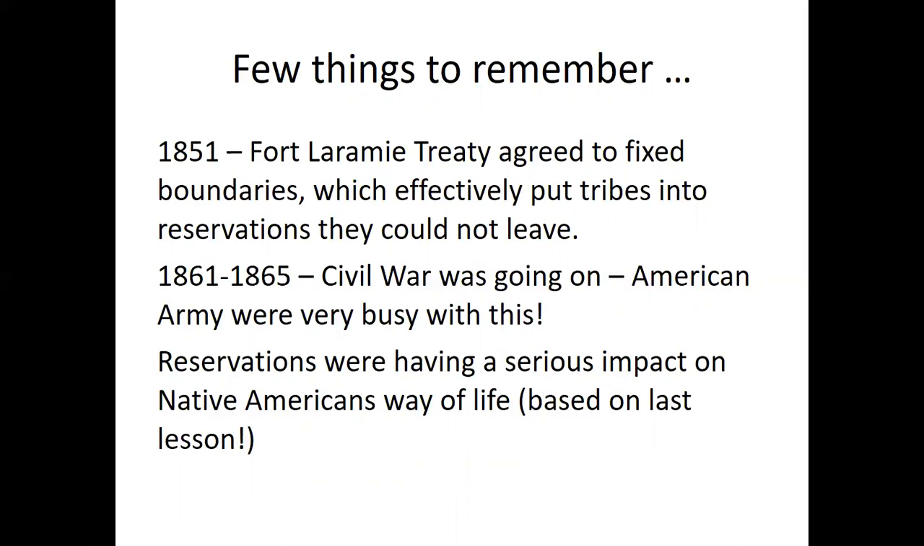So in 1851, don't forget, we had the Fort Laramie Treaty. And what the Fort Laramie Treaty did was it agreed to fixed boundaries, which effectively began to put tribes into reservations that they couldn't leave. Now, reservations also became a driving policy by the government after the 1851 Indian Appropriation Act. So it must be made aware that the Native Americans were beginning to be put into these reservations that made their way of life very difficult to follow.